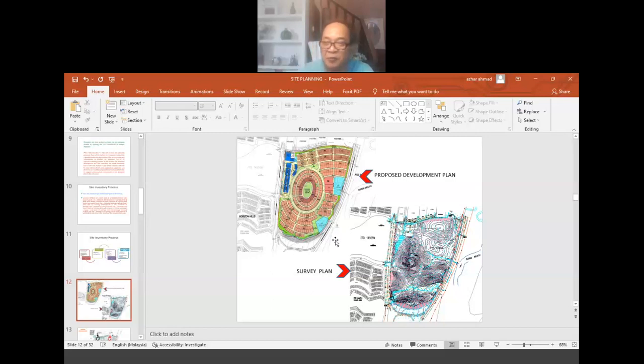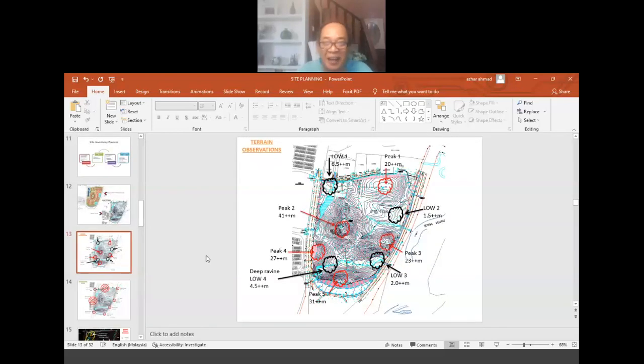Okay, so this would be your first challenge. The first challenge is to produce these two drawings from the single drawing that you have downloaded from e-learning. Okay, once we have these two drawings separated, then now we come into the observation stage. Now we come to the observation where we are studying the site plan.